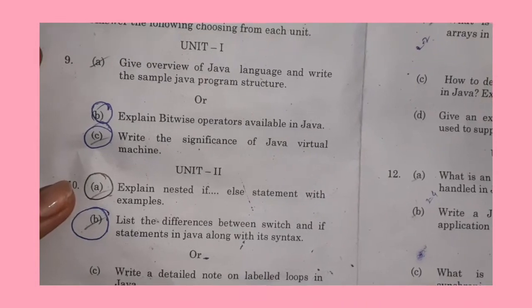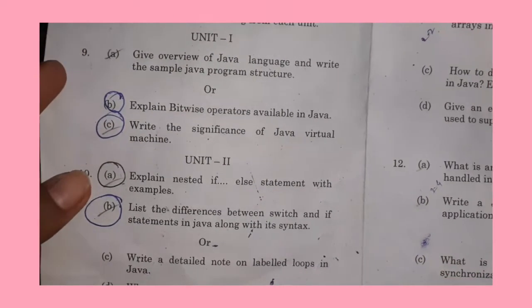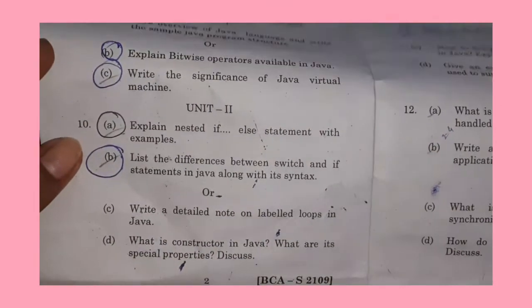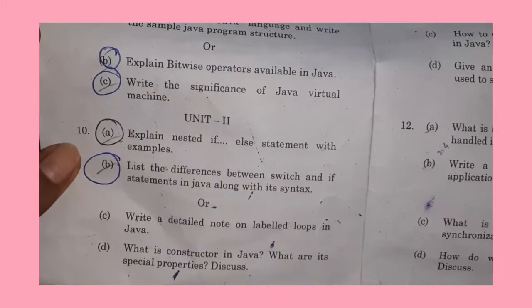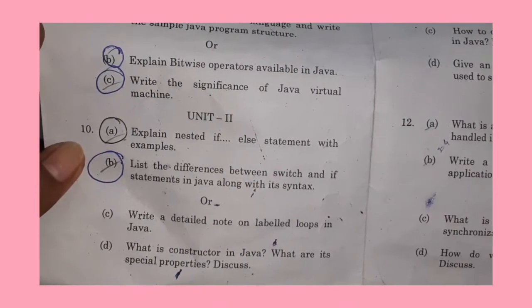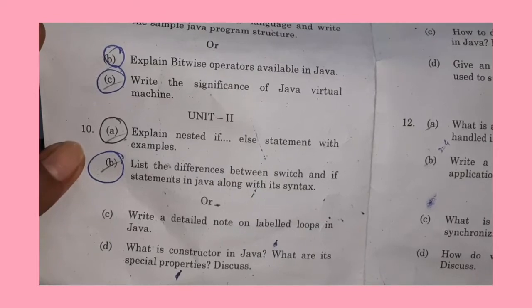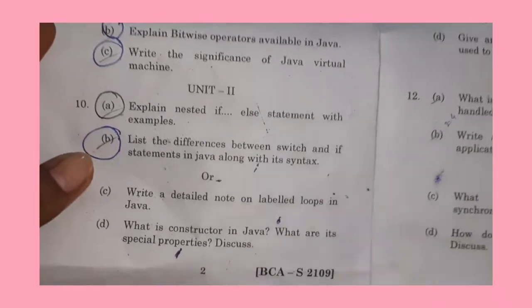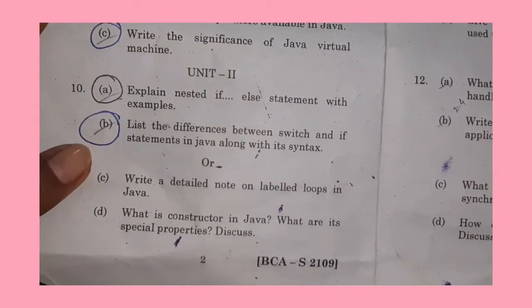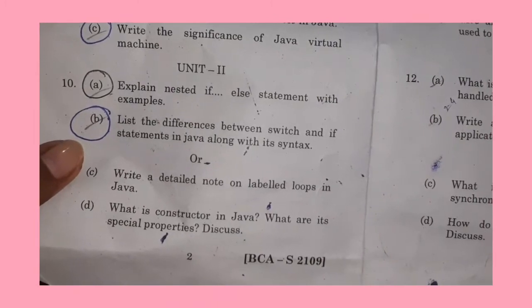Write the significance of Java virtual machine. From Unit 2, explain nested if-else statements with examples. List the differences between switch and if statements in Java along with its syntax, or write a detailed note on labeled loops in Java. What is a constructor in Java? What are its special properties?